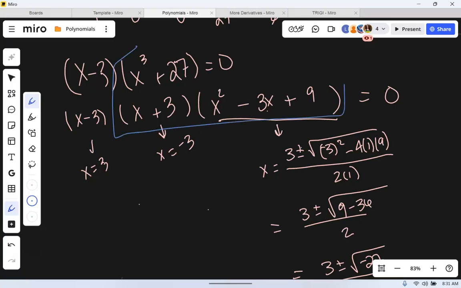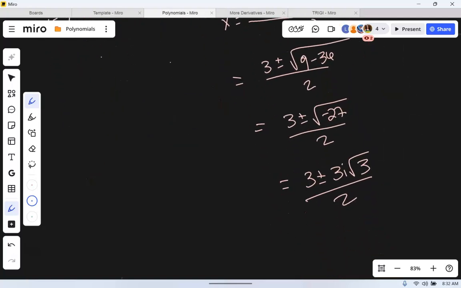This all came from the sum of cubes. All right, y'all ready to keep it moving? Yeah, you'll turn in the whole packet.